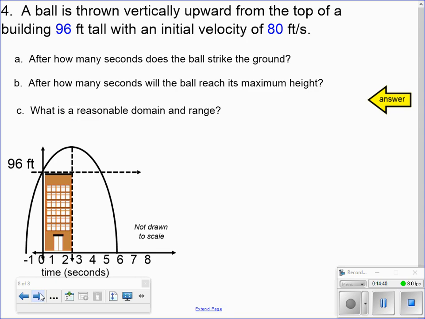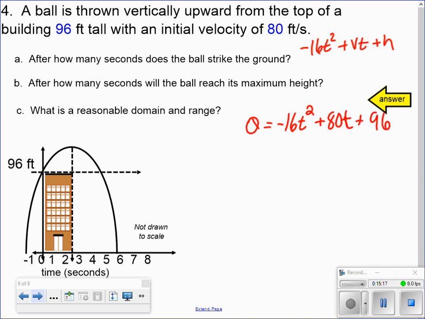Again, vertical motion problems. We're using the formula negative 16t squared plus vt plus h. We're given a ball thrown vertically upward at the top of a building that's 96 feet tall, with an initial velocity of 80 feet per second. If I want to figure out when it would strike the ground, that would be at 0. That would be my ending height: negative 16t squared, plus my initial velocity, which was 80t, plus my initial height, which is 96.